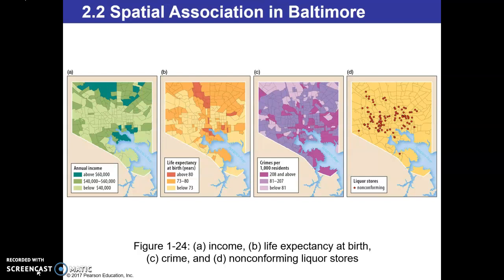The distribution of life expectancy in Baltimore displays a strong spatial association with income. The areas with the highest income are also the areas with the highest life expectancy. The spatial association between crime and income is neither very strong nor very weak. The crime rate is relatively low in the high-income northern neighborhoods, but it is not relatively low in the high-income downtown neighborhoods.